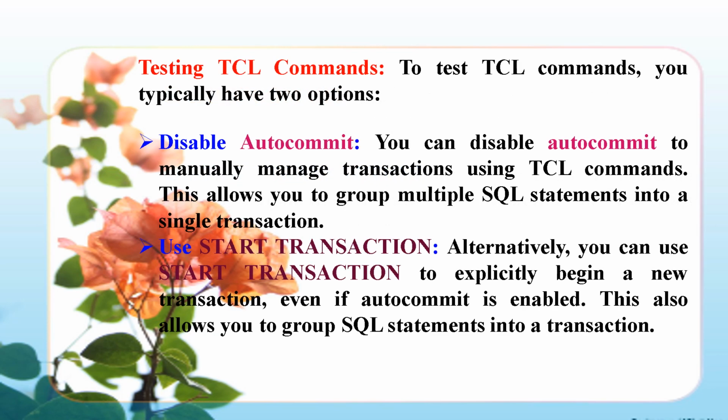Testing TCL commands in MySQL. To test TCL commands, you typically have two options. Disable AUTOCOMMIT. You can disable AUTOCOMMIT to manually manage transactions using TCL commands. This allows you to group multiple SQL statements into a single transaction. Or, use Start Transaction. Alternatively, you can use Start Transaction to explicitly begin a new transaction, even if AUTOCOMMIT is enabled. This also allows you to group SQL statements into a transaction.